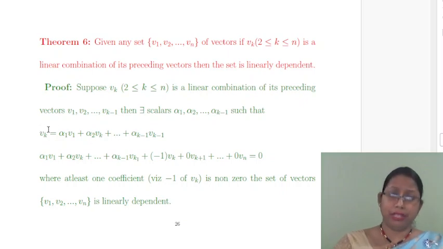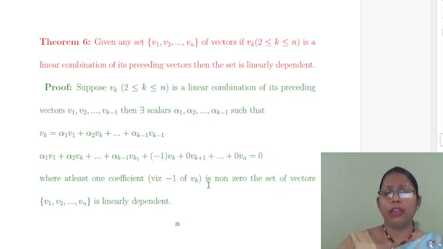Then I can bring this to the right hand side, and it can be written in this form. Then I add this portion, 0 b k plus 1 up to 0 bn, which will not create any change to this equation, with at least one non-zero coefficient, that is minus 1 of bk. So the set of vectors is linearly dependent.